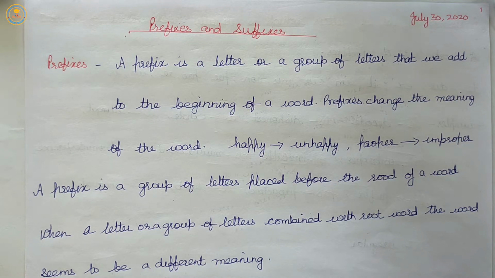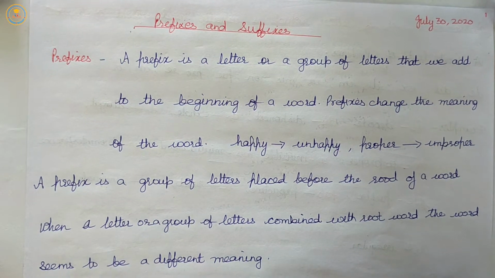Prefix means to add a letter or group of letters in front or at the beginning of a word, and suffix means to add a letter or group of letters at the end of the root word. So what is a root word? A root word is a word that can be made into a new word by adding a prefix or a suffix. So here we will start our class with prefixes and suffixes.